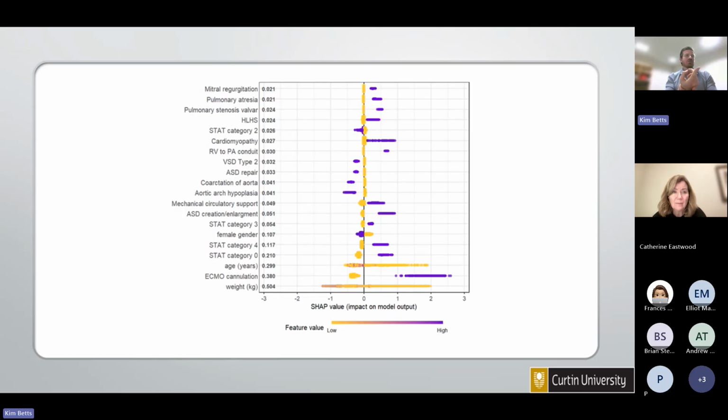So ECMO cannulation, everybody who's purple is above 0, everybody who's yellow is below. So this means that if you had a value of 1 for ECMO cannulation, you were at a greater risk. And the same goes for stat category 0, stat category 4. Some of the operations reduce the risk, so aortic arch hypoplasia, coarctation, ASD, VSD type 2. You can see the purple, and the same goes for females. They're on the left-hand side of the 0. And stat category 2. Stat category 1's not in here, it's the reference group.